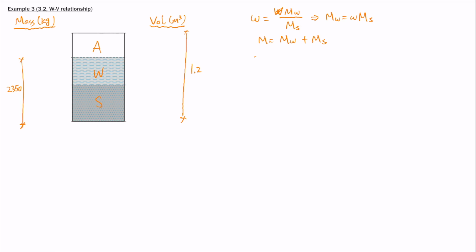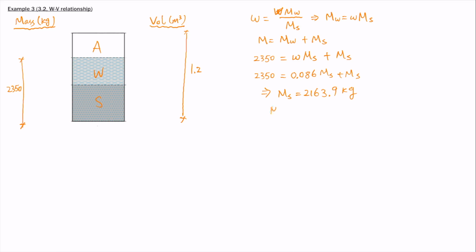Okay. So then you can substitute mass of water into the second expression. We know the total mass is 2350, and mass of water is water content times mass of solid, plus mass of solids. And water content is 8.6%. So we have 2350, and plug in 8.6%, that's 0.086 times mass of solids plus mass of solids. Then solve for mass of solid. So this gives us M_S of 2163.9 kilogram. Okay, so that's mass of solid.